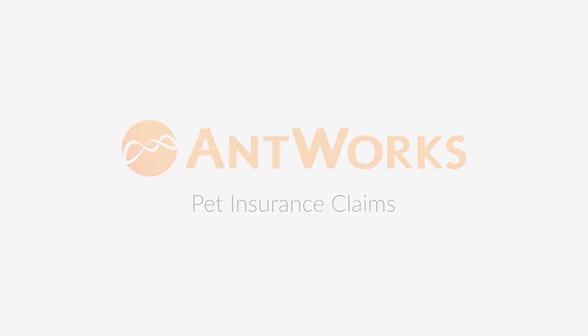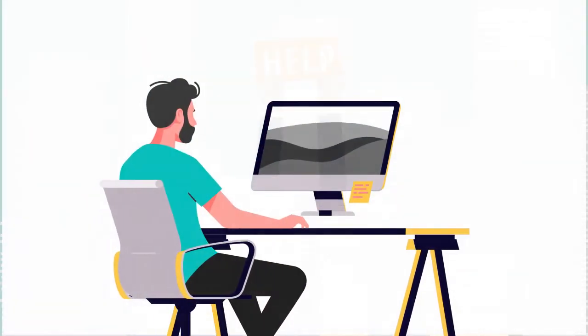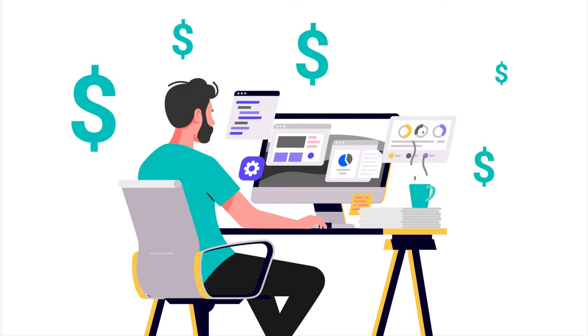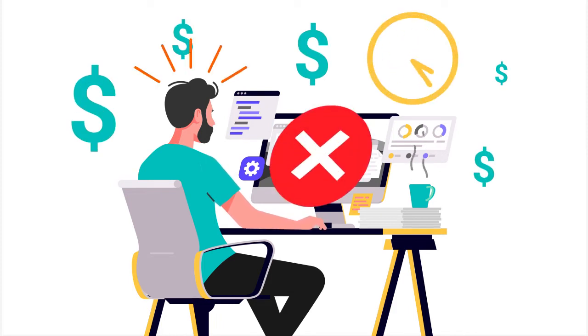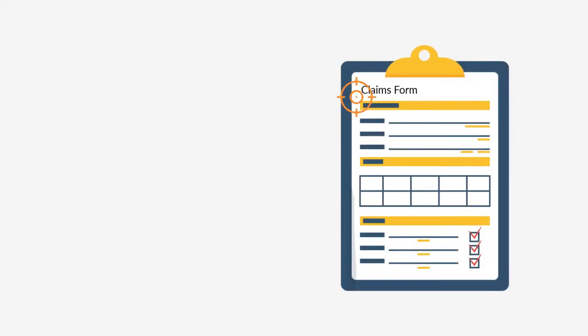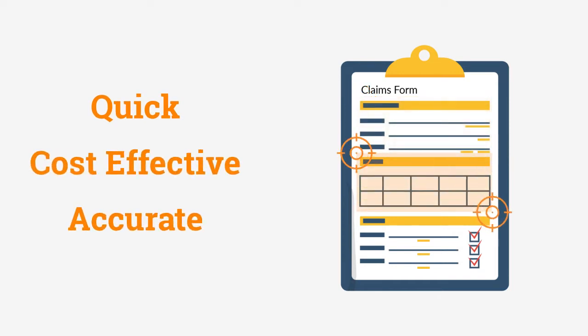Insurance companies have to extract data from millions of forms every year to process claims. Much of that work is still done manually. It's expensive, time-consuming, and prone to errors. But automating your document processing puts the data in claims forms at your fingertips quickly, cost-effectively, and accurately.